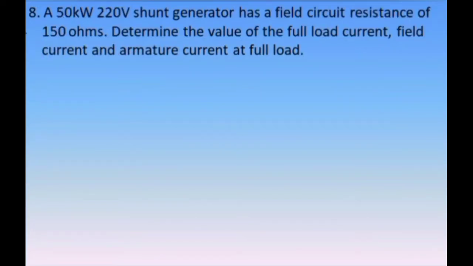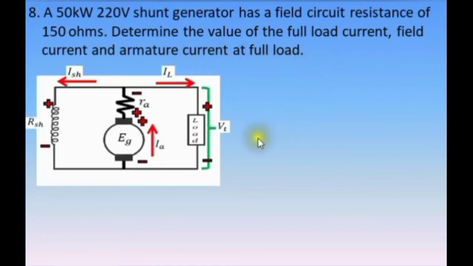Problem number 8, we have a 50 kilowatts 220 volt shunt generator has a field circuit resistance of 150 ohms. Determine the value of the full load current, field current, and armature current at full load. Again, we have a shunt generator. Its rated power is 50 kilowatts and its terminal voltage is 220 volts. Field circuit resistance is given as 150 ohms.